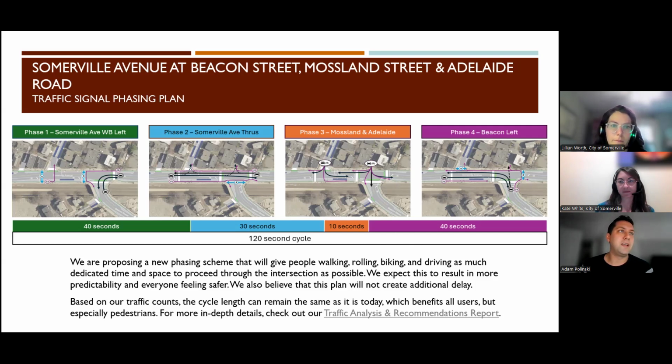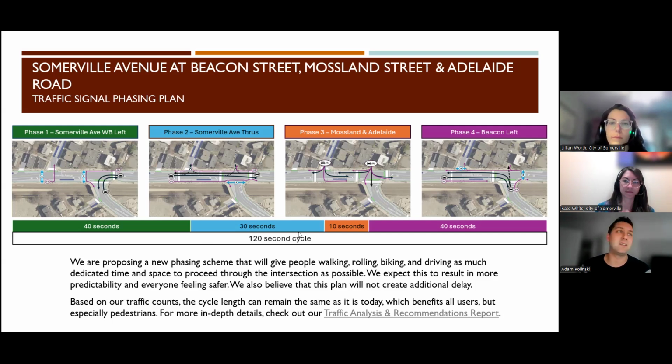Cyclists will also have a green on Somerville Ave heading eastbound, which is primarily intended to allow cyclists wishing to turn left onto Mossland to position themselves to proceed during the next phase. So when you go back to phase one, you then have the ability to make that turn there. So it'll be red here, and will be green at this light for cyclists. Pedestrians will also have the walk sign across Somerville Ave on the east side of Beacon and the crosswalk across Mossland. So again, similar to Wilson Square, we expect this plan to result in more predictability and everyone feeling safer.